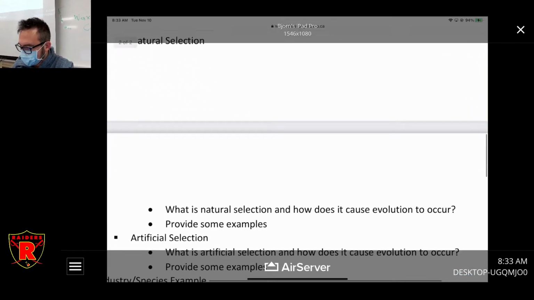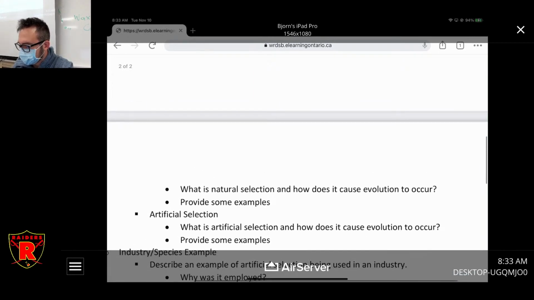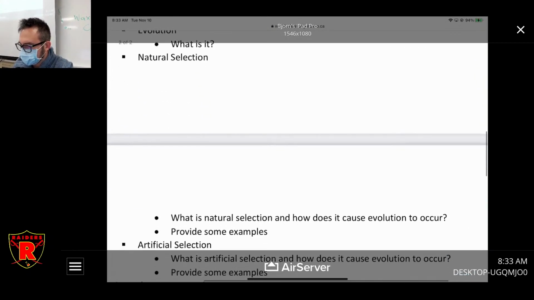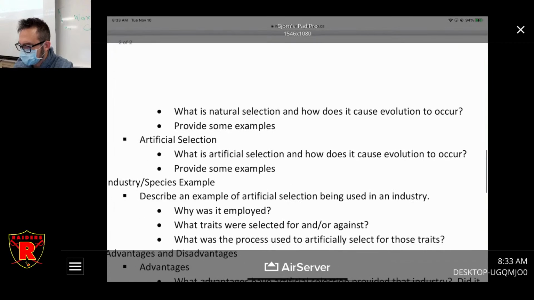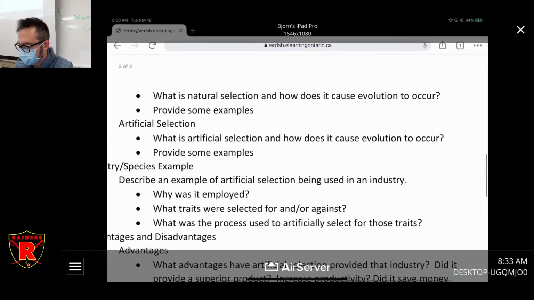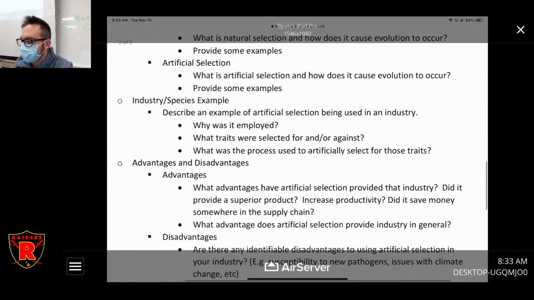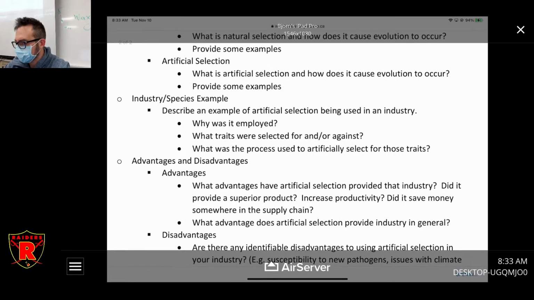Okay. Then in that section, you're going to spend a little bit of time talking about natural selection, a little bit of time talking about artificial selection. There are some points that I want you to address specifically there. Then you're going to tell me about your industry example that you've chosen, okay? So you pick an example of artificial selection.